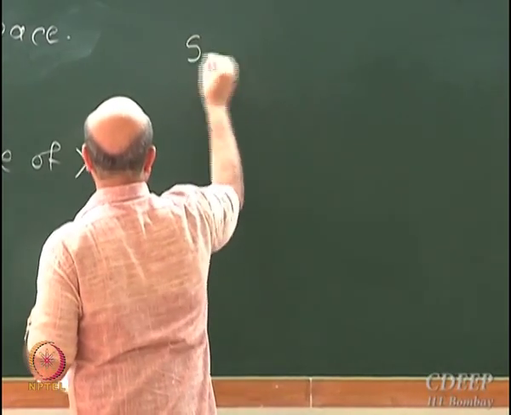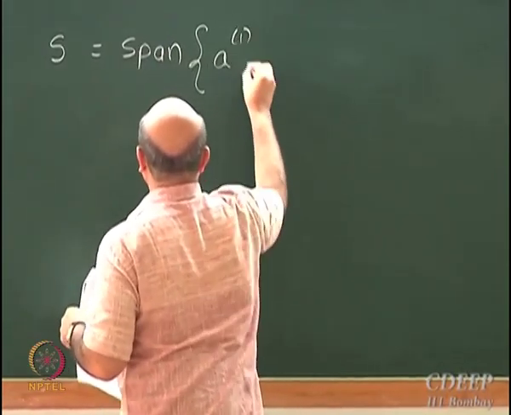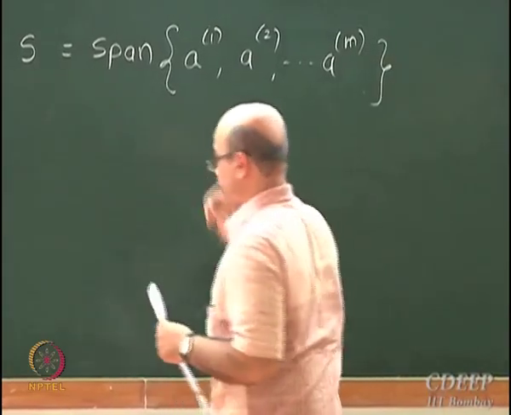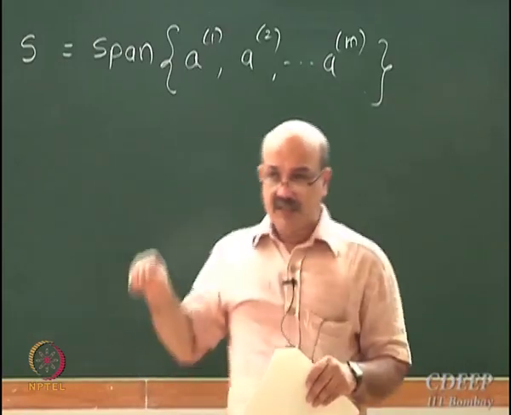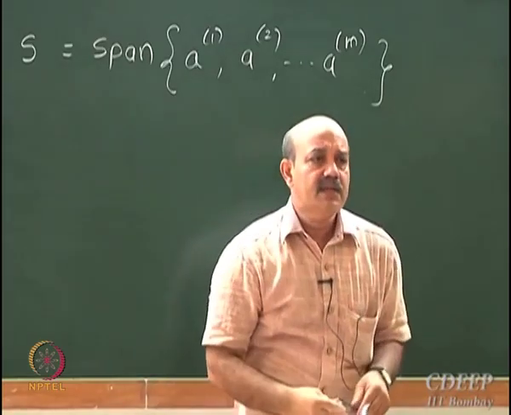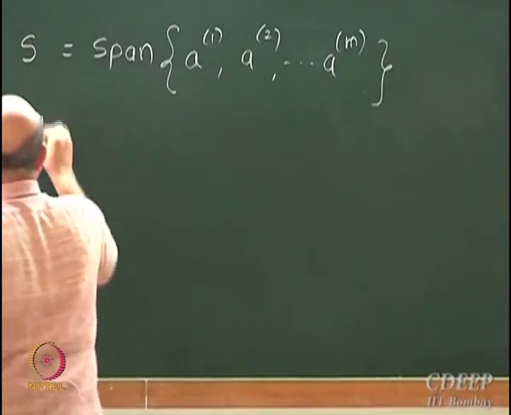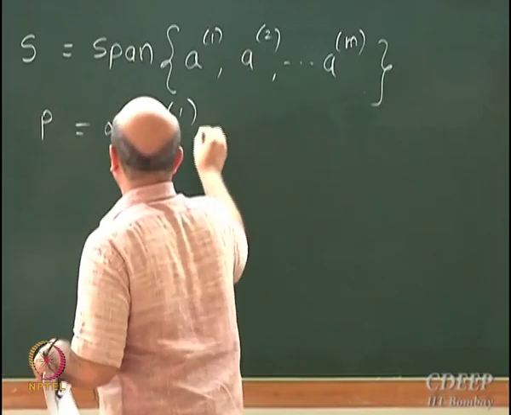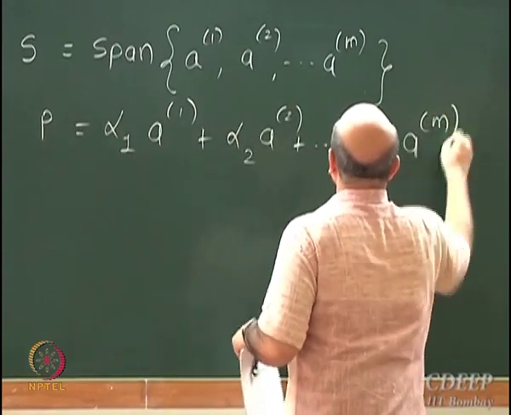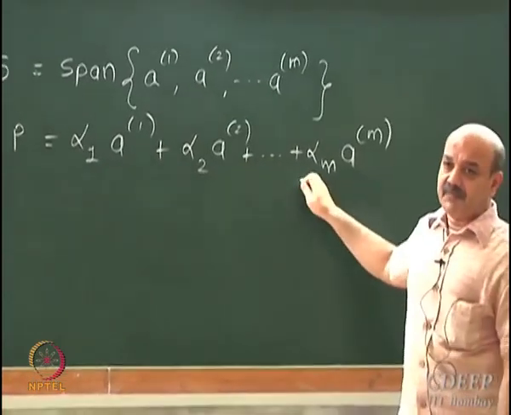So let's say S is equal to the span of some basis vectors a1, a2, up to am. These are linearly independent basis vectors. There are m basis vectors, and so this is a finite dimensional subspace. Any vector that belongs to this subspace will be of the form alpha 1 a1 plus and so on, a linear combination of these basis vectors.